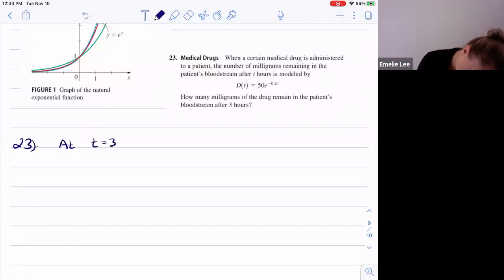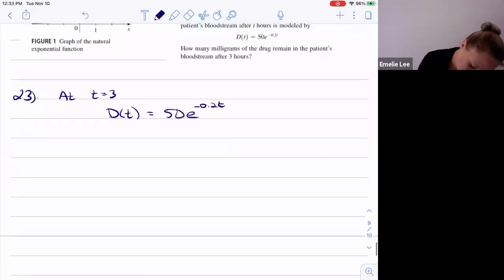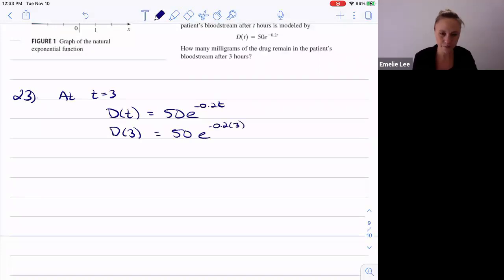At t equals 3, d of t is 50 e to the negative 0.2t. So d of 3 is 50 times e to the negative 0.2 times 3. Now, when I have to do these, I like to simplify the power first. You don't have to, as long as you know how to find e to the power of something on your calculator, right? So that's why you have to practice a little bit. e to the power of negative 0.2 times 3.